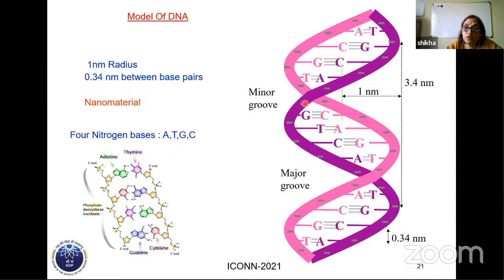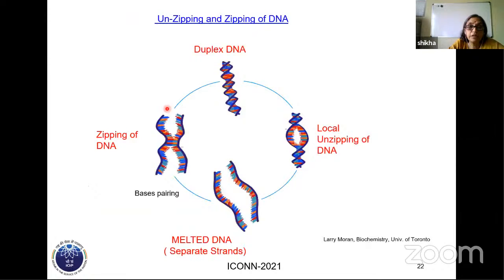Its radius is about 1 nanometer, and the separation between each base pair is about 0.34 nanometer. So this is some number which you may like to remember. More importantly, 10 bases are about 3.4 nanometer. So this is like a conjugation between A and T, between nitrogen bases, and this is the phosphate backbone. And as you see, it is a nanomaterial. So we are also working with DNA, which is also a nanomaterial.